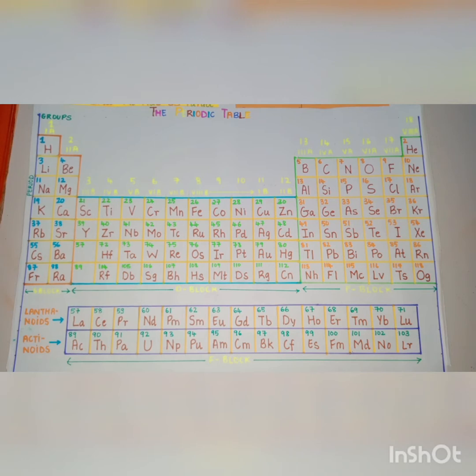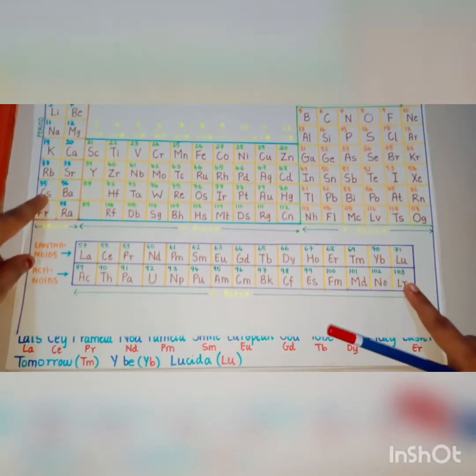So the elements of lanthanoids are La, which stands for lanthanum, Ce, cerium, Pr, praseodymium, Nd, neodymium, Pm, promethium, Sm for samarium, Eu for europium, Gd for gadolinium, Tb for terbium, Dy for dysprosium, Ho for holmium, Er for erbium, Tm for thulium, Yb for ytterbium, and Lu for lutetium.